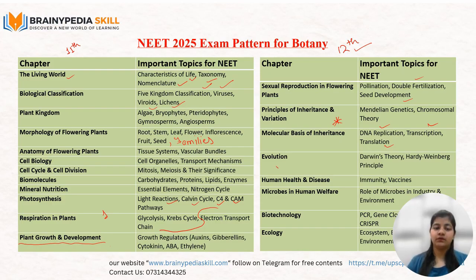Then our evolution comes. Here we will see Darwin's theory, Hardy-Weinberg principle, and the questions that come from it. Sometimes theoretical ones come, and sometimes one or two numericals also come. Then human health and disease, so it will cover immunity and vaccines. Okay. Microbes in human welfare, role of microbes in industry, environment.